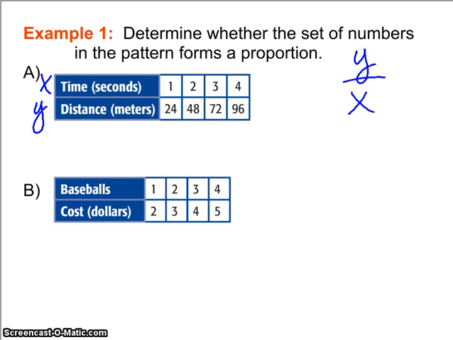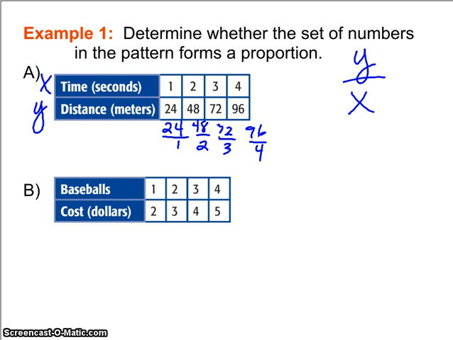Okay? In order to solve this, I want you to find y over x, because if you remember from the notes we just wrote, y over x will give you a k value, which is something we're going to be using for the next couple of days. So I want you to take each y value, in this case 24, and divide it by the x value, in this case 1. This would be 48 over 2, 72 divided by 3, and 96 divided by 4.